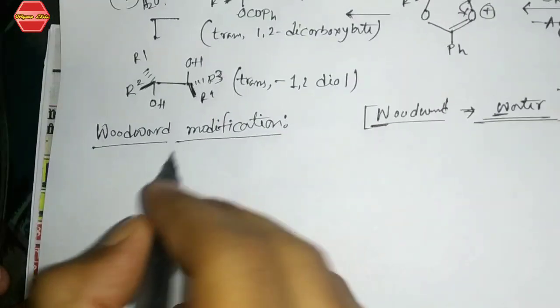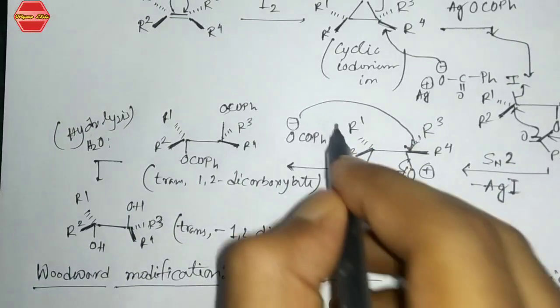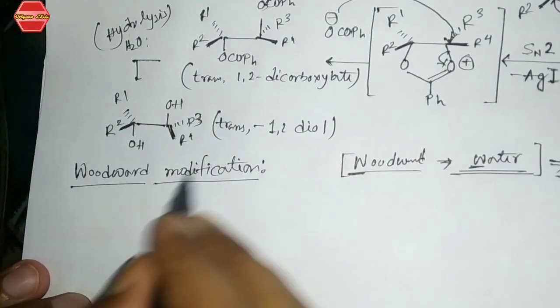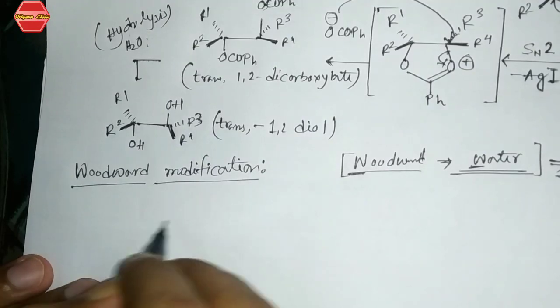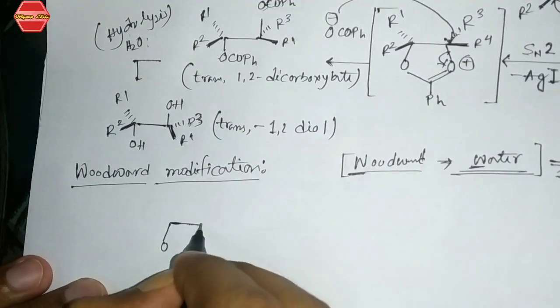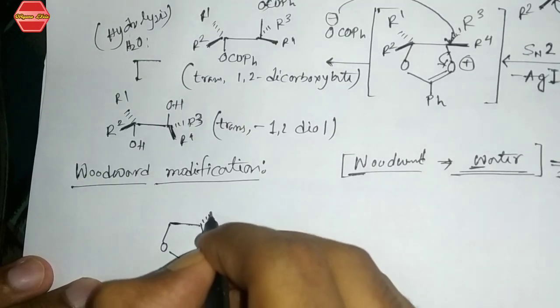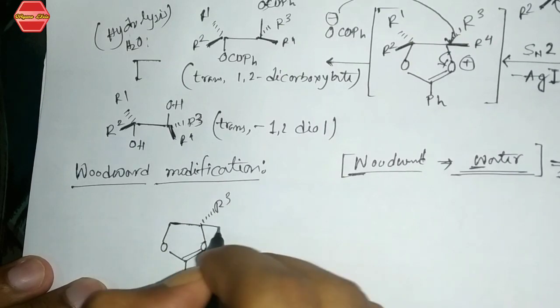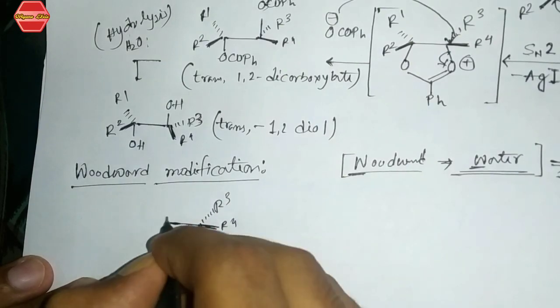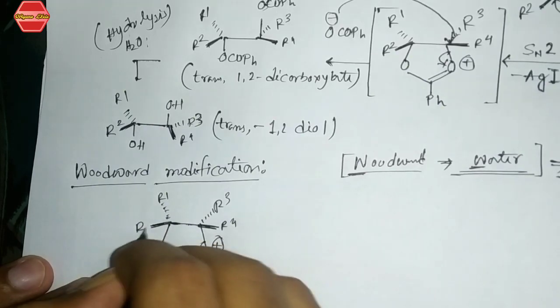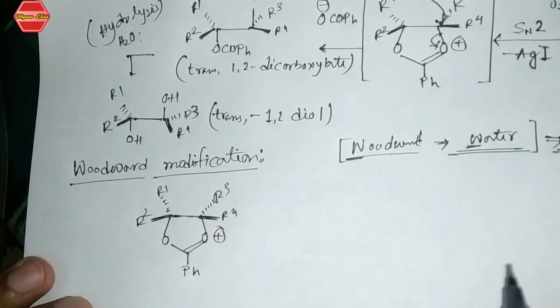Okay, so now see the intermediate part, that is this one. This intermediate is common for both the cases, so I have written it over here from the intermediate step. That is, our intermediate is this one. So we get this type of intermediate like this. This is our Ph, and this is your R3, this is your R4, R1, this is your R2. Okay, so that is how we get this product.